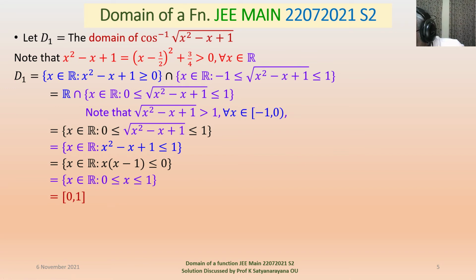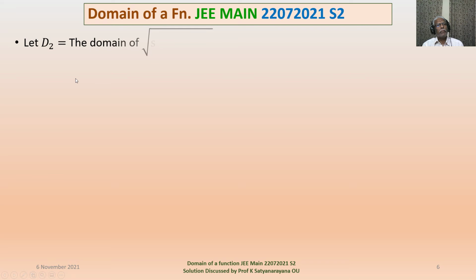So that is the closed and bounded interval 0 to 1, the domain of the numerator. Let us now find D2, the domain of the denominator, that is under the square root of sine inverse of (2x minus 1) by 2.